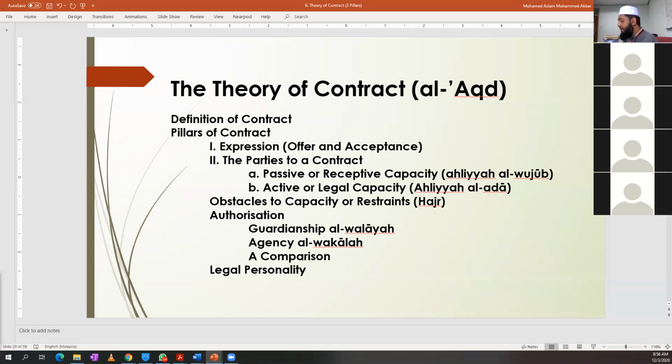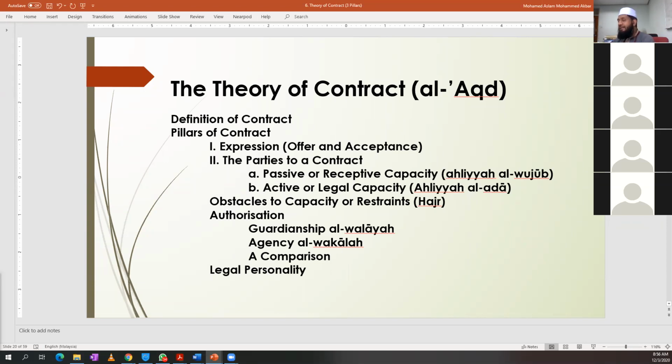I think for the second pillar, we probably cannot finish the whole thing today, so we're going to need one more class to finish. Today what we're going to see is how you define the parties. Who are they? Who is eligible to do a contract? Who is not? At what age does a person become eligible to do a contract?